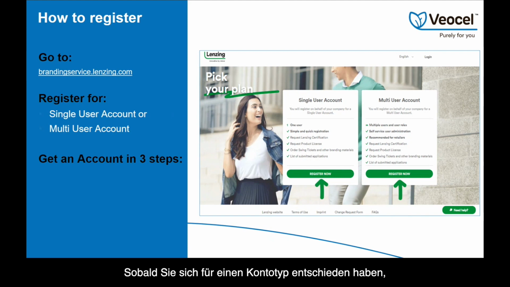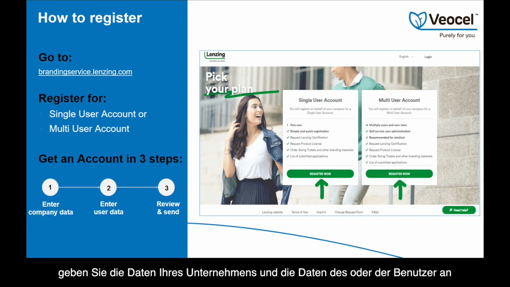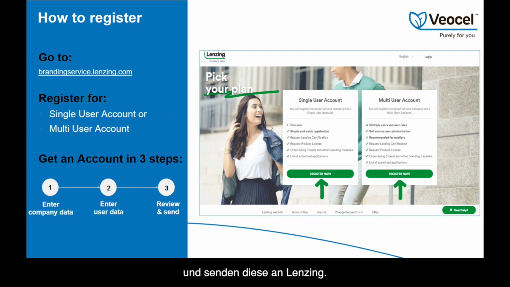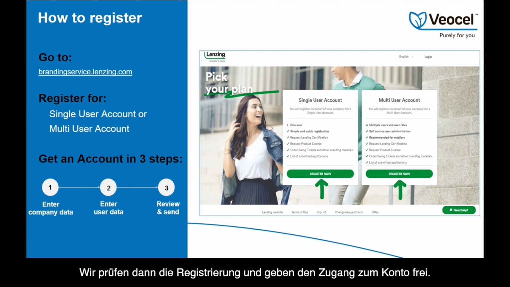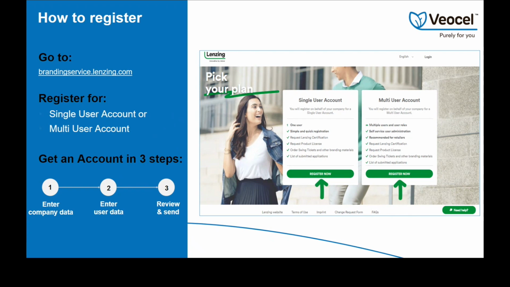Once you have decided which account type you want to proceed with, you provide your company's data, the data of the user or users, and you send it to Lenzing. We will then review the registration and grant access to the account.